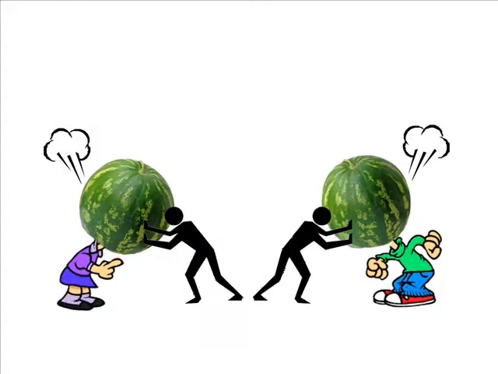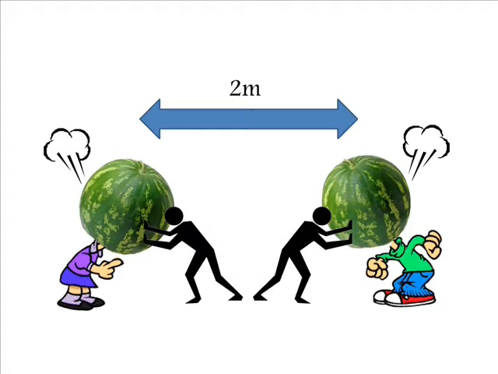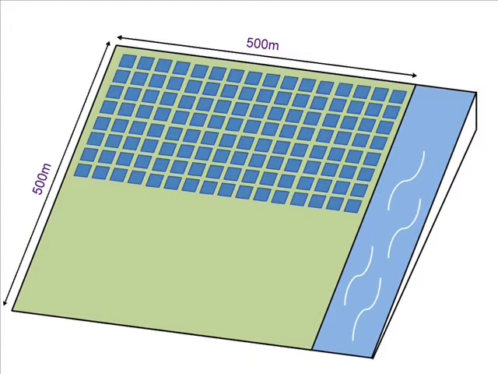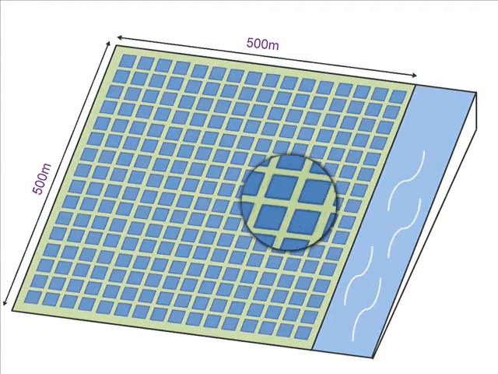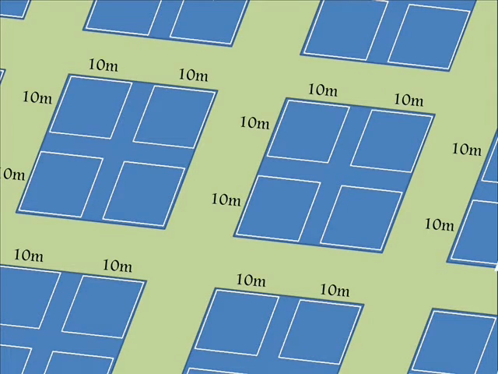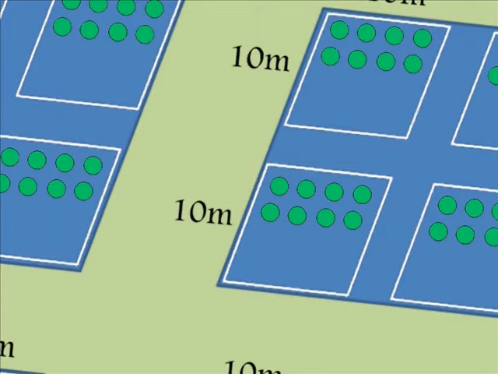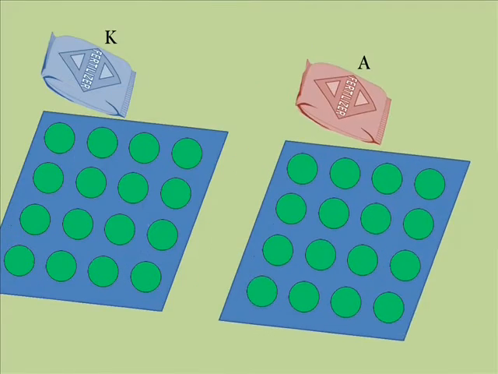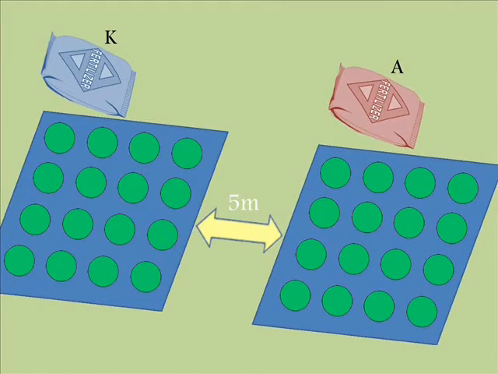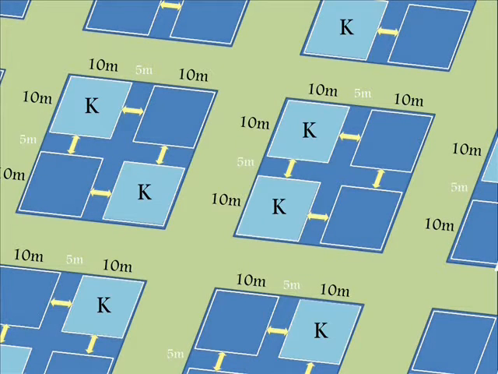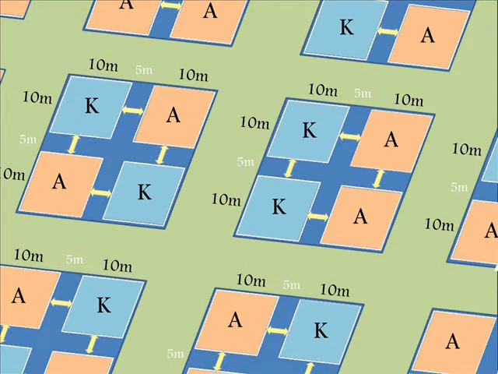Previous studies suggest it's sensible to have a 2-meter separation between two watermelons. So we have decided 256 study areas in the field, and each study area is further divided into 4 plots. Each plot is 10 times 10 meters square in size and will grow 16 watermelons. To avoid mixing of fertilizers, we leave a 5-meter gap between plots. In each study area, 2 plots will receive the fertilizer K and the other 2 plots will receive the fertilizer A.